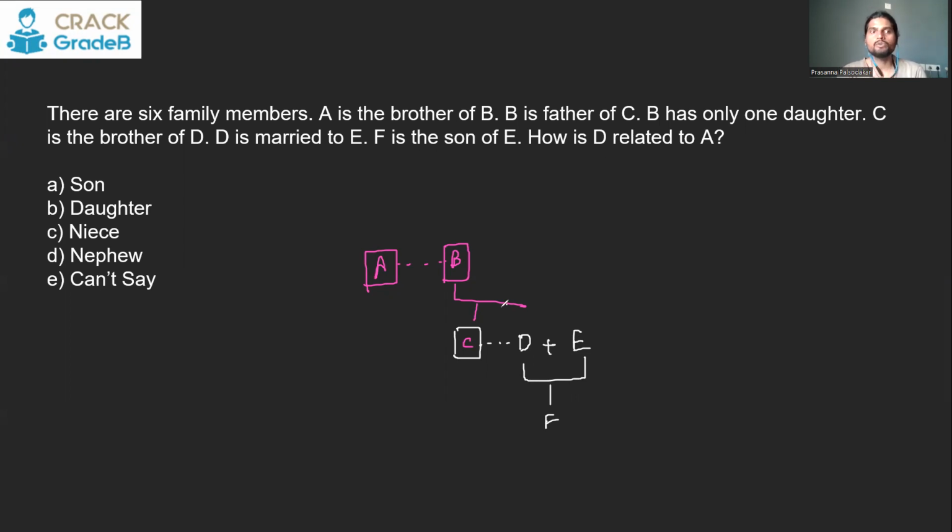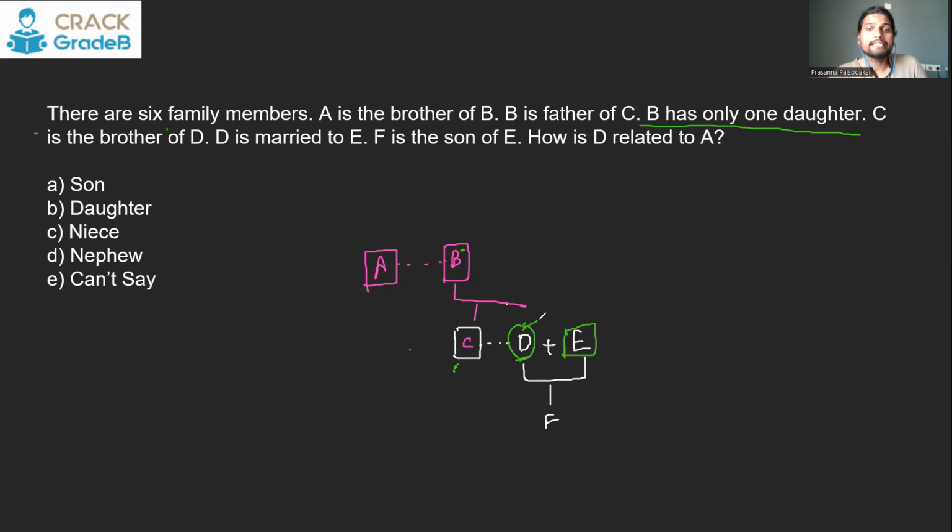How is D related to A? So D's gender, do we know now? Yes, because it says there are only 6 members in the family and B has only one daughter. C is not the daughter, so D has to be the daughter. There is not another member in the family, so you can't say there is another person who is their daughter and D is a male. So D has to be the daughter. That makes E the male.